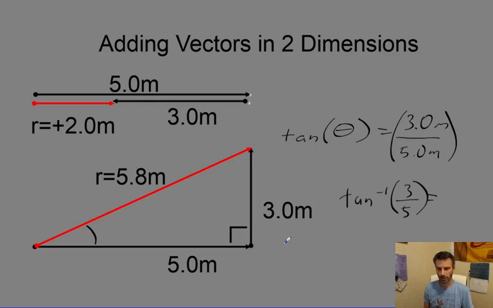The Pythagorean theorem is a squared plus b squared equals c squared, with c being the hypotenuse, so we would want to solve for c. So c, the hypotenuse, is equal to the square root of a squared plus b squared. So how is it that I came up with the 5.8?